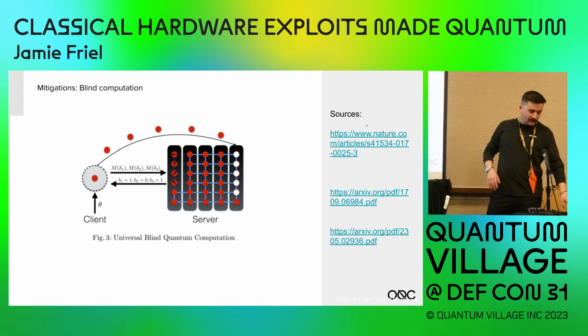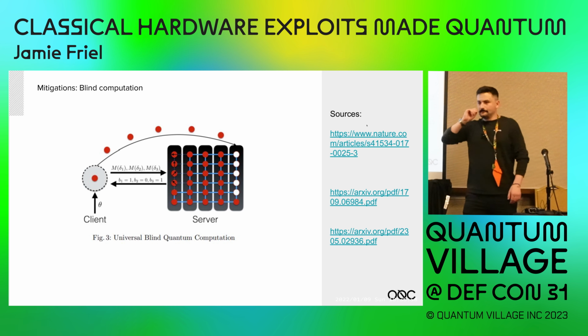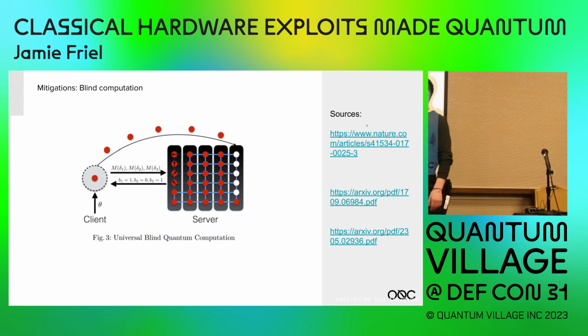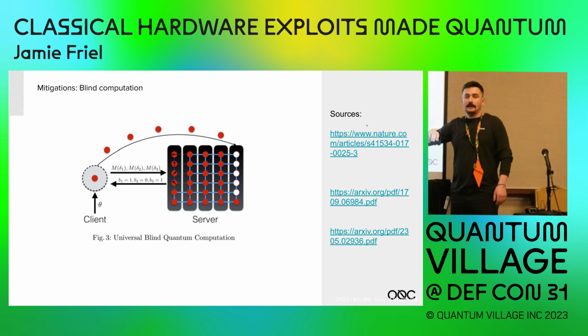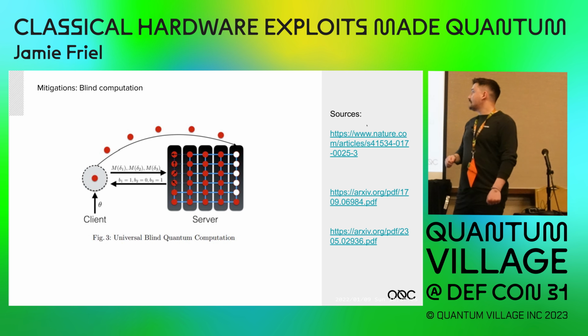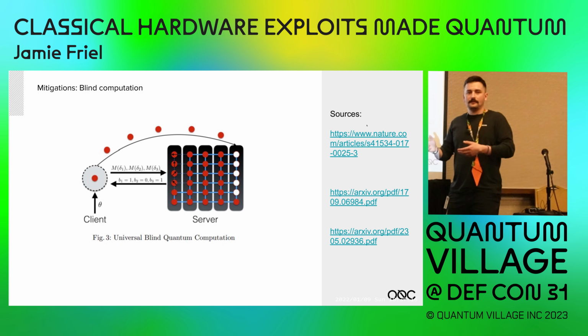So that was all the bad news, all the ways it's going to go wrong. The last 2 slides I have are about some mitigations. This first one, blind computation. This is some work from Anne Broadbent, Joe Fitzsimons, and Elham Kashefi, 3 astonishing researchers that were very pioneering in understanding the links between quantum computing and cryptography, and how they can really help one another.